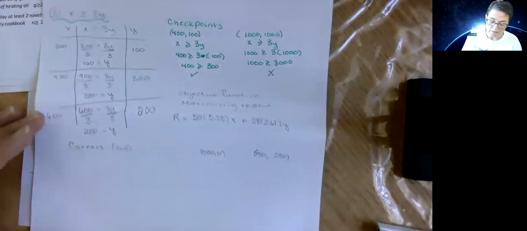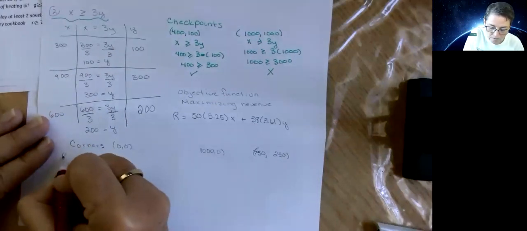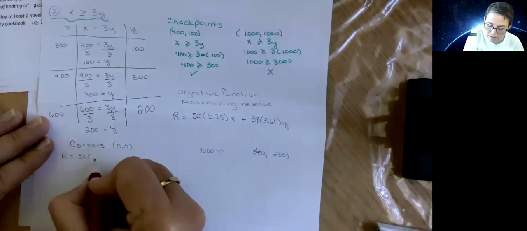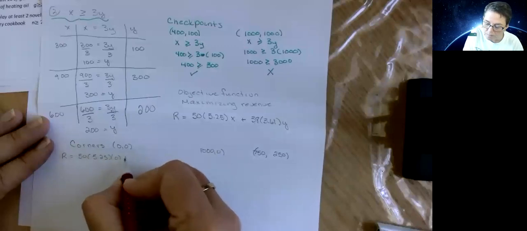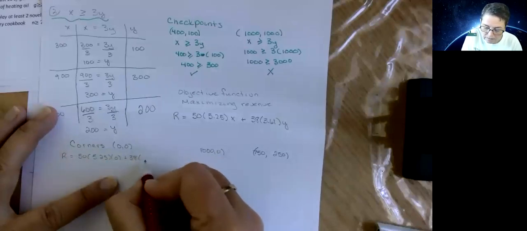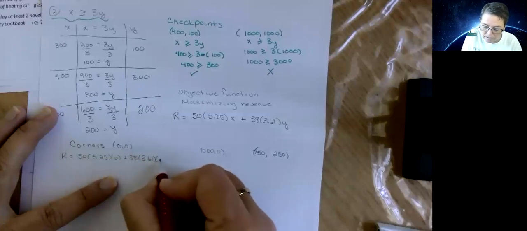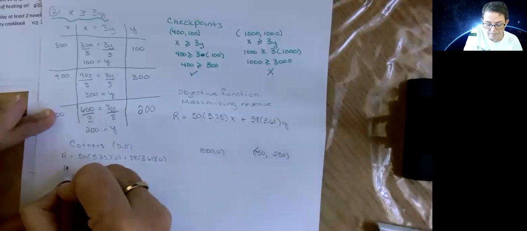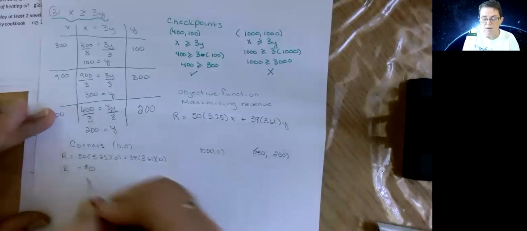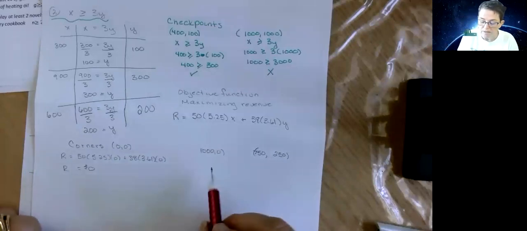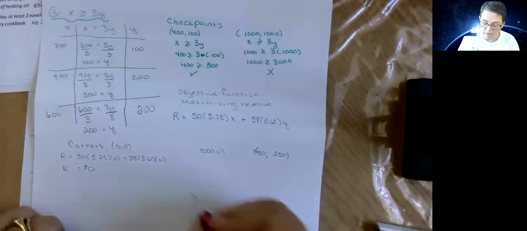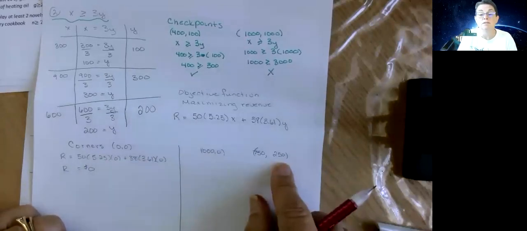Oops. I'm sorry. Obviously, this is not a question that should have gone on one page. So, R is equal to 50 times 5.25 times 0 plus 38 times 3.61 times 0. You guys already realize R is equal to 0, which makes sense. If he doesn't plant anything, he's not going to make any money. That is the minimum amount he can make. But the question is whether it's this one or this one that's going to be the maximum. I'm voting this one just because, but I don't know why.